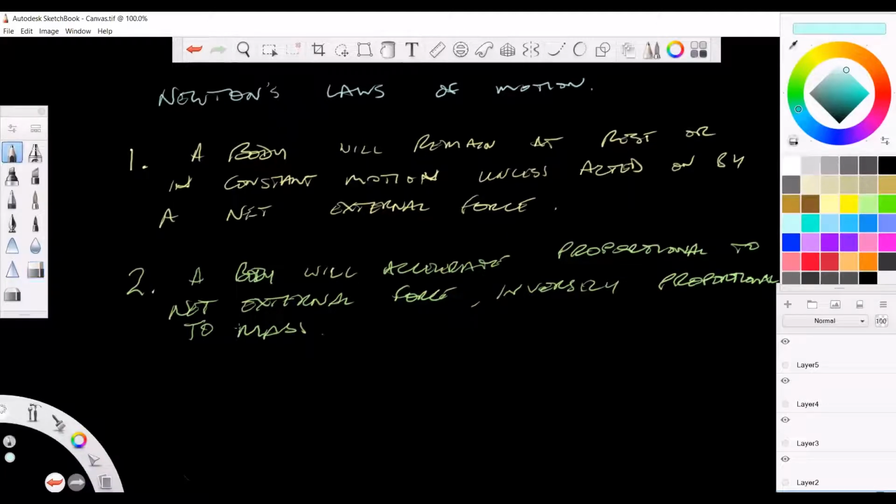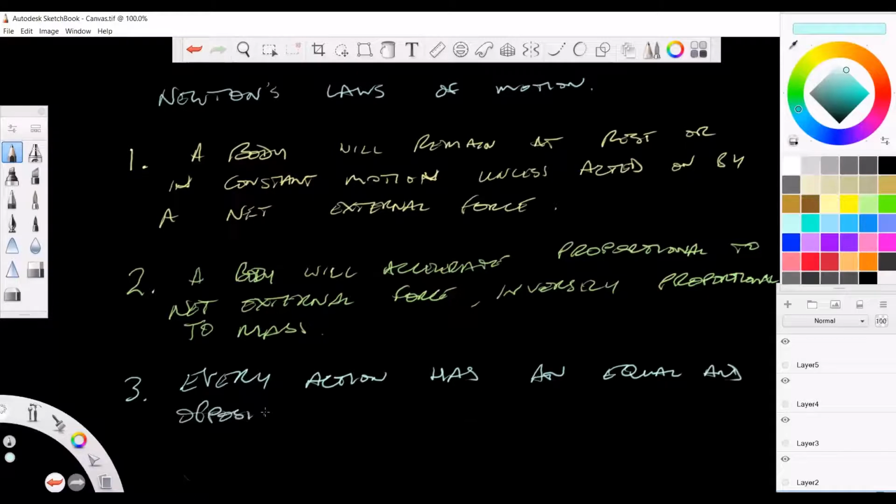Okay, so let's do finally Newton's third law, which is usually expressed as every action has an equal and opposite reaction. Now, what this means is if we've got two things that are next to each other, body A and body B, if body A puts a force on body B, then body B puts a force back on body A.